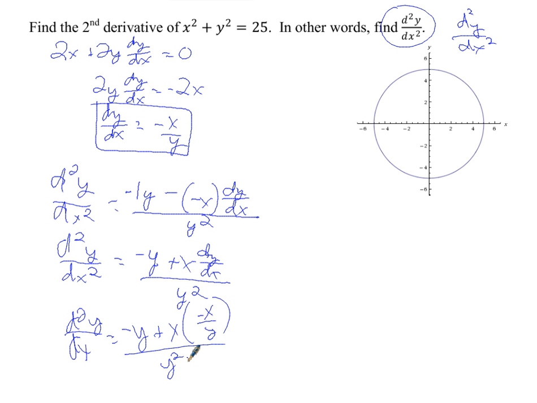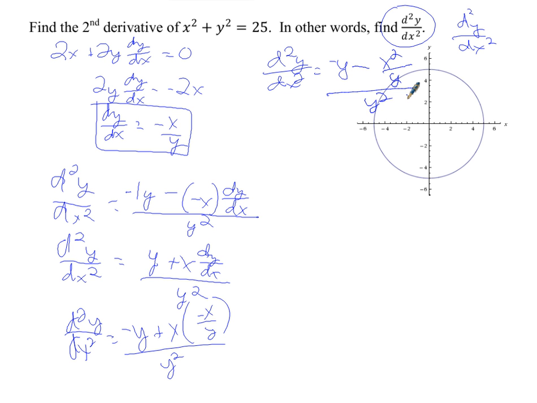You guys are going to encounter this a lot when you take second derivatives using implicit differentiation. What, did I screw something up? dx squared, yeah. All right. Now we can simplify this down more. We have d squared y over dx squared equals the negative y plus, nope, now it's minus, that becomes x squared over y, all over y squared.